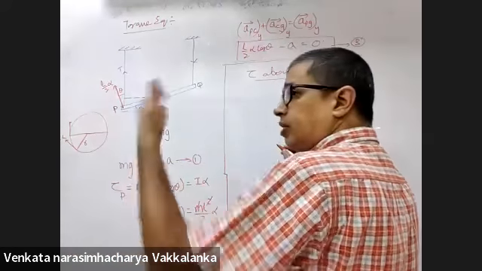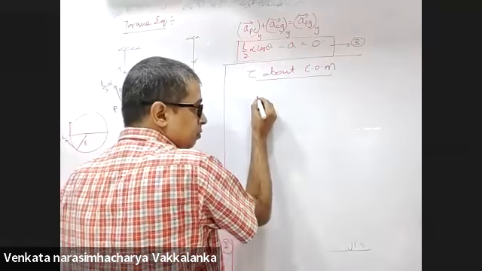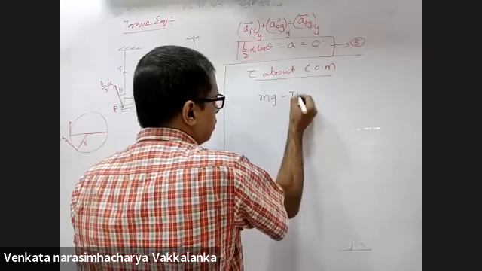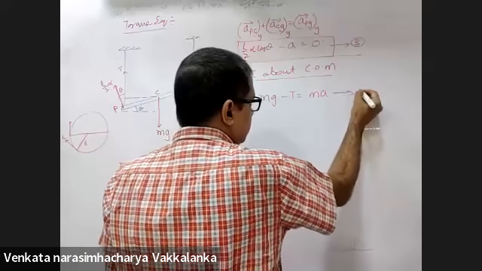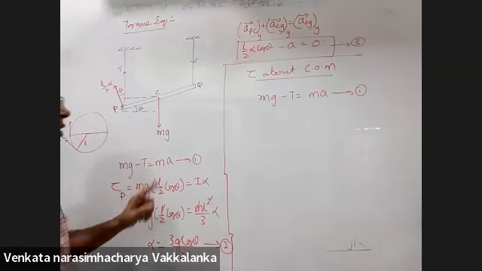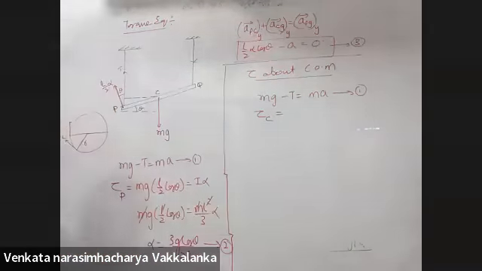Translational dynamic equation. Now you people will tell me: mg minus T is equal to m into ACM. First equation. Are we okay with that? Now talk about center of mass.